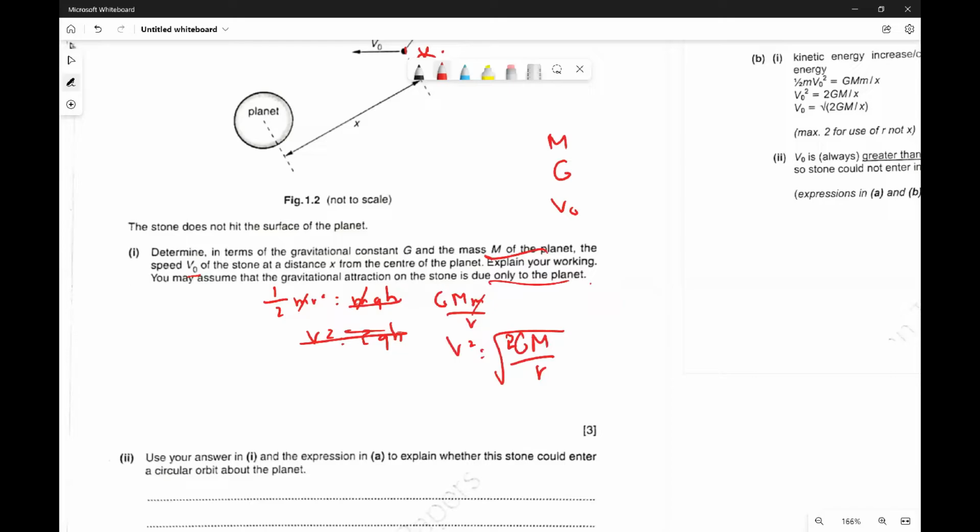Use your answer in 1 and the expression in A to explain whether the stone could enter a circular orbit about the planet. So what do you think? If the stone is arriving at, let's say, any point around the planet, will it be able to enter a circular orbit?